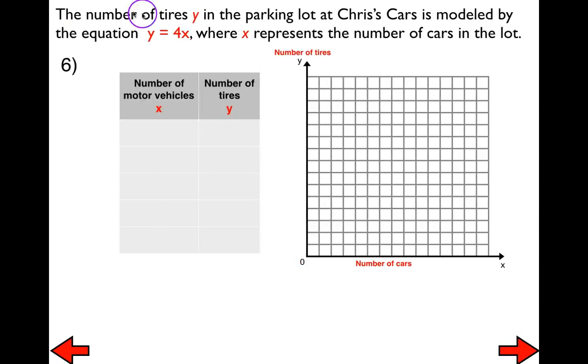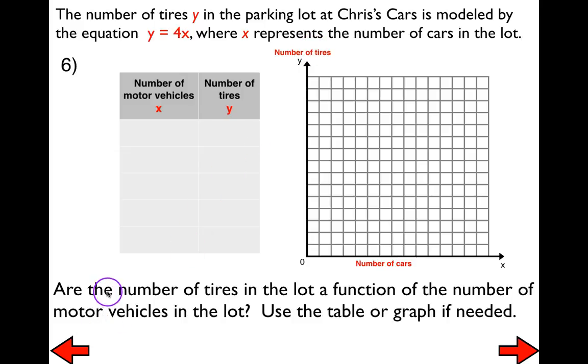It says here, the number of tires y in the parking lot at Chris's cars is modeled by the equation y equals 4x, where x represents the number of cars in the lot. So they went ahead and labeled the number of motor vehicles as x and the number of tires as y. The question is, are the number of tires in the lot a function of the number of motor vehicles in the lot? Use a table or graph if needed.